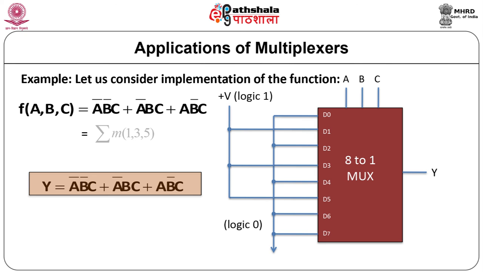Let us consider the implementation of some given function. Let us say function f is equal to a bar b bar c or a bar b c or a b bar c. This simply indicates we can have sum of min terms 1, 3 and 5. Now, the Boolean expression is clearly given. This indicates there are only 3 terms present. These are representing we have the data input d1, then d3 and d5 are to be connected to logic 1, and the rest of the data inputs are connected to logic 0. By applying proper select lines, that is ABC input, we will get the desired output function.